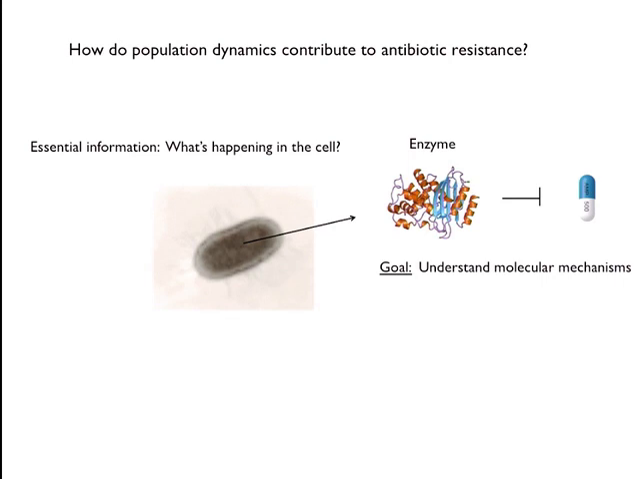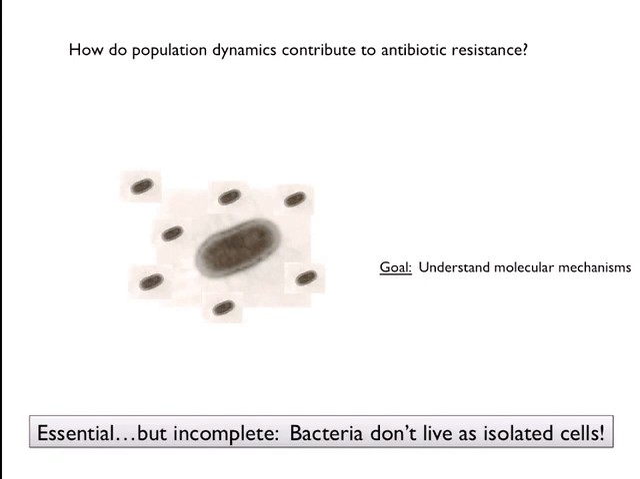So one possibility is that you make an enzyme. This particular enzyme is called beta-lactamase. That enzyme renders the drug ineffective. Under this situation, the main goal is to understand the molecular mechanisms giving rise to resistance. Of course this is essential, but it's entirely incomplete, I would argue.